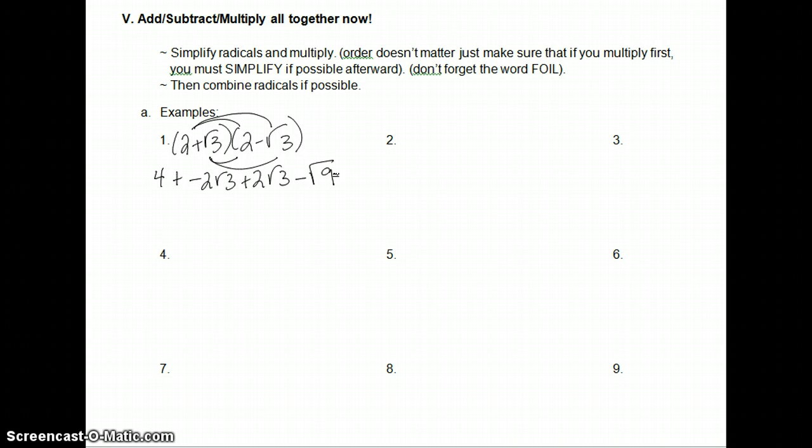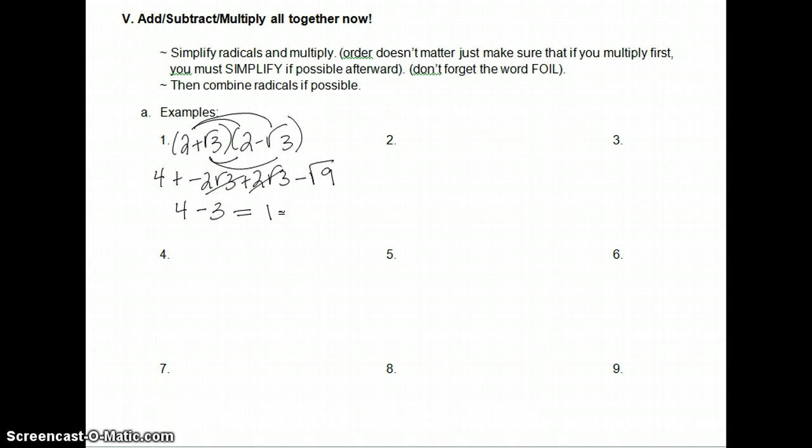Remember that it's outside times outside, inside times inside. So this is 4. The 2 root 3 and the negative root 3 are going to cancel out. And then you have minus 3 because the square root of 9 is 3, and that equals 1. Remember that when you take the square root of a perfect square, the square root symbol is no longer there.